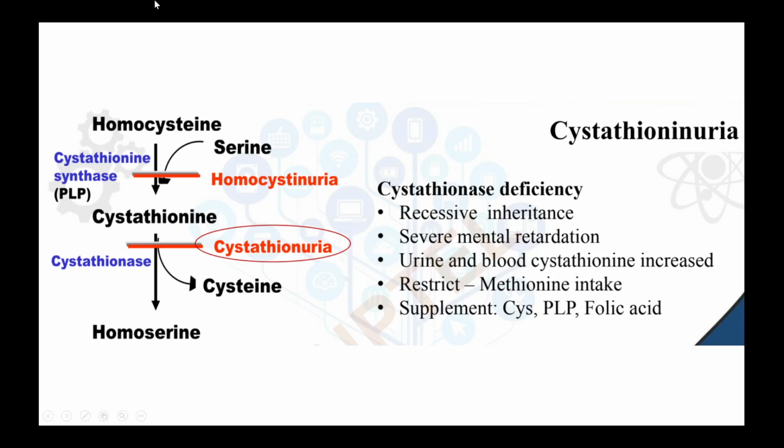And also, since you are now restricting methionine in the diet, and your cystathionase is not working, there will be a deficiency of cysteine. So you have to give supplements of cysteine, PLP, and folic acid. Whatever is downstream of this reaction has to be supplemented, and whatever is upstream of this reaction has to be restricted in the diet. I hope you understood this.